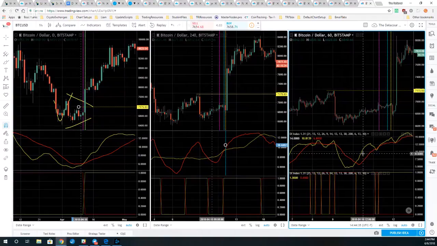And then finally, structure is structure is structure, right? Try and find fractally heads and shoulders-y type structure. Try and find double bottoms, triple bottoms.